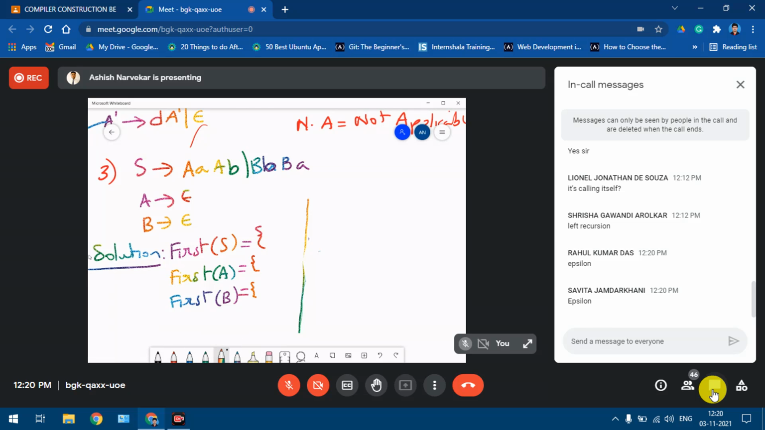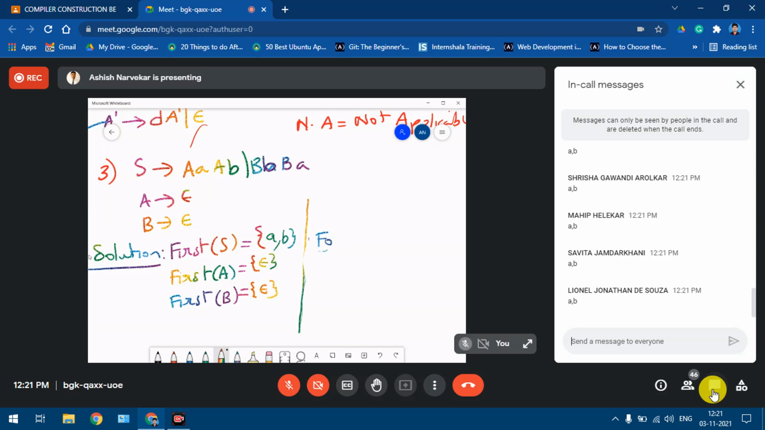Okay, so first of B is epsilon. First of A, I believe it is again epsilon. Now can you tell me what is the first of S? A comma B. Okay, that's great.